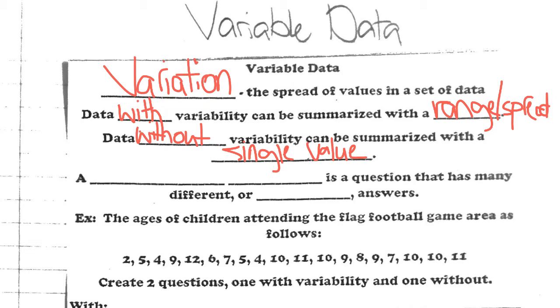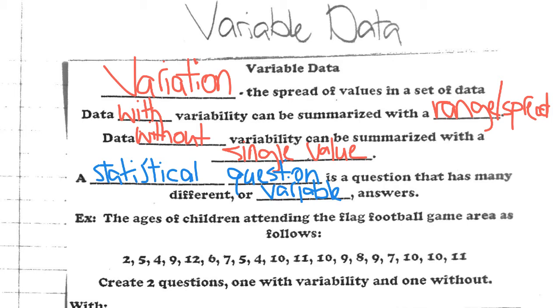So now we're talking about whether it's statistical or not. So a statistical, whoa, that S was messed up. Statistical question is a question that has many different or variable answers. So statistical questions are the same thing as variable data. It has a variable answer.